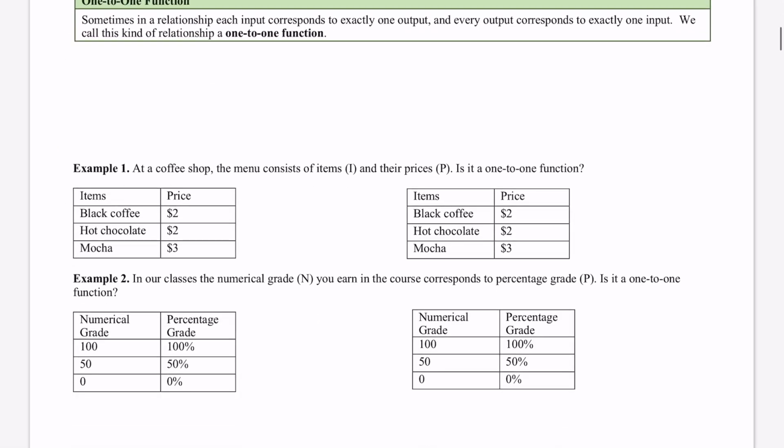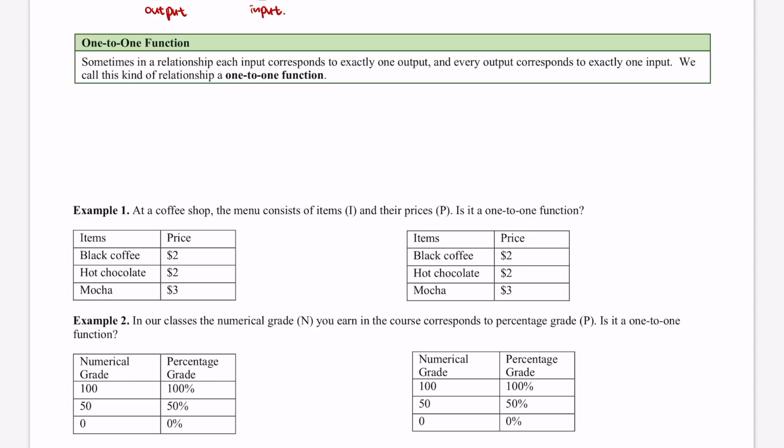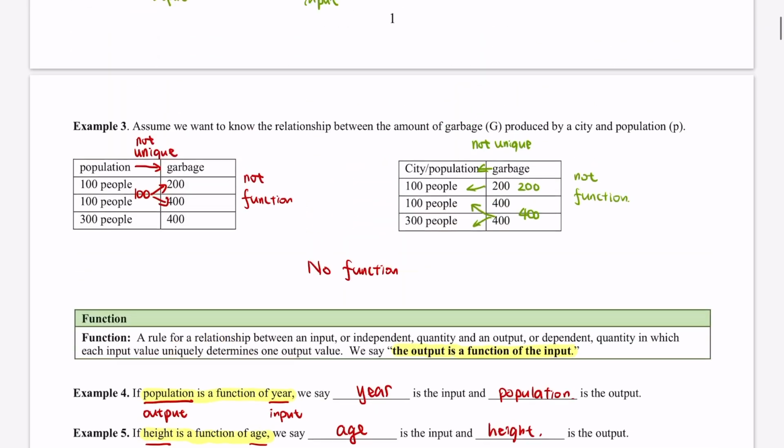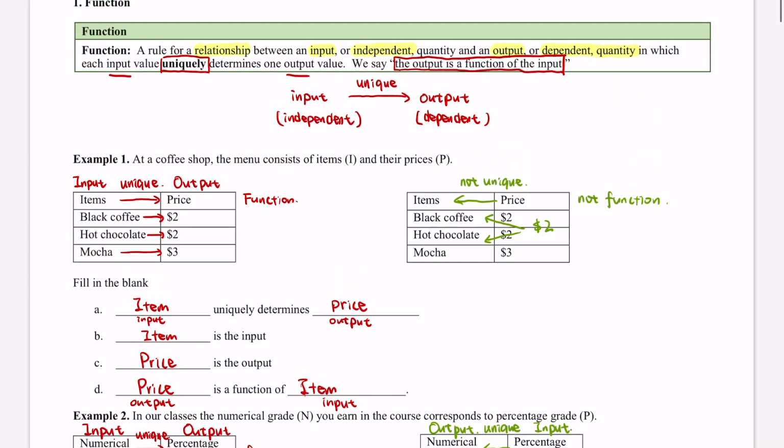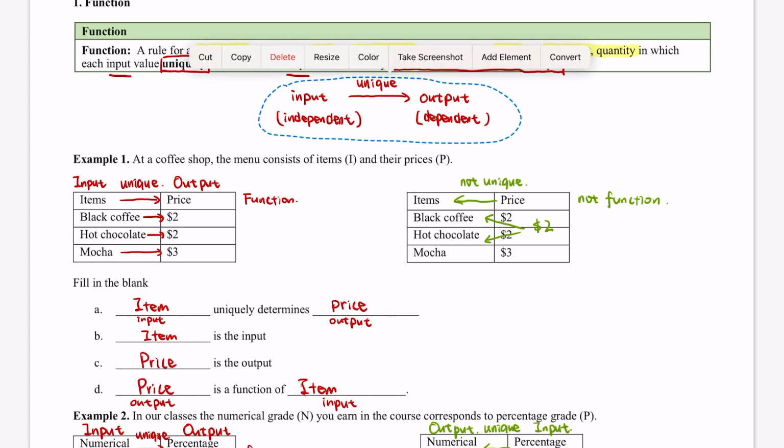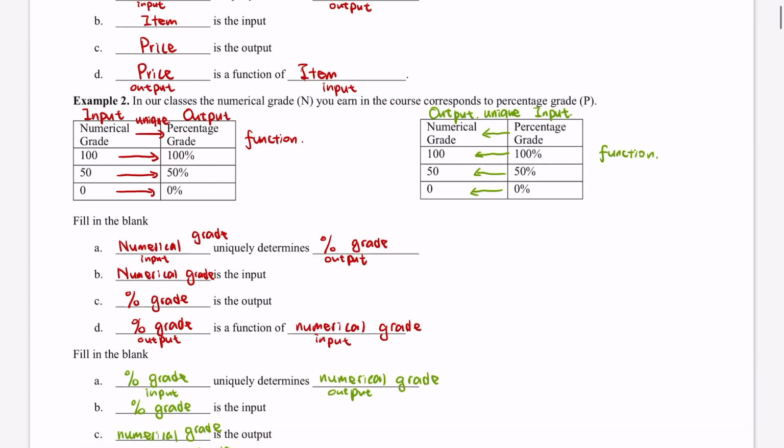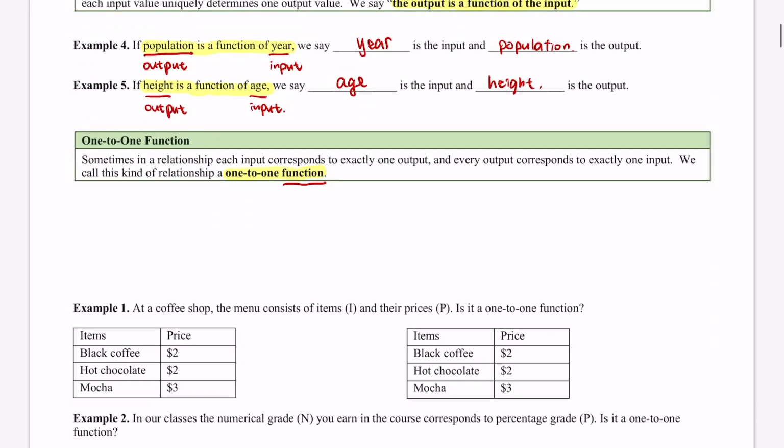Some functions are special functions. They are called one-to-one functions. One-to-one function has two parts. First thing, it must be a function. We talked about the definition of function before, so let me go back to the first definition we did: from the input to output, the relationship should be unique. So let me copy that over here. And at the same time, it should be one-to-one.